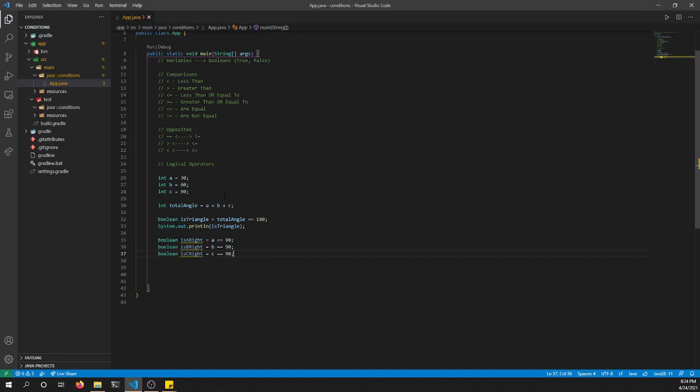But I could simplify this a little bit and just do it with one and just say, is one right angle? And I can do it with this notation. And I'll explain it in just a second. And I can print this.